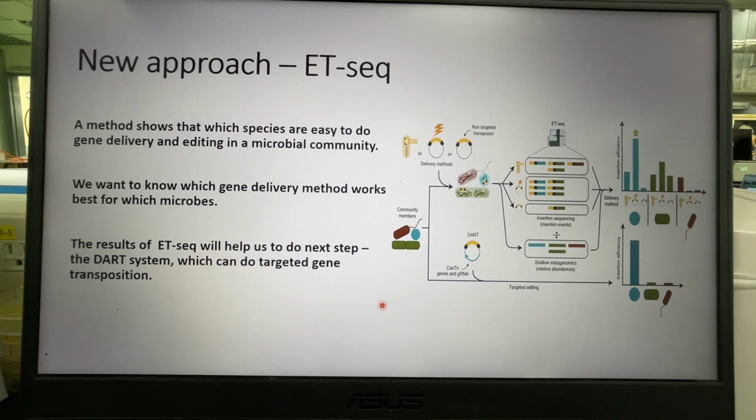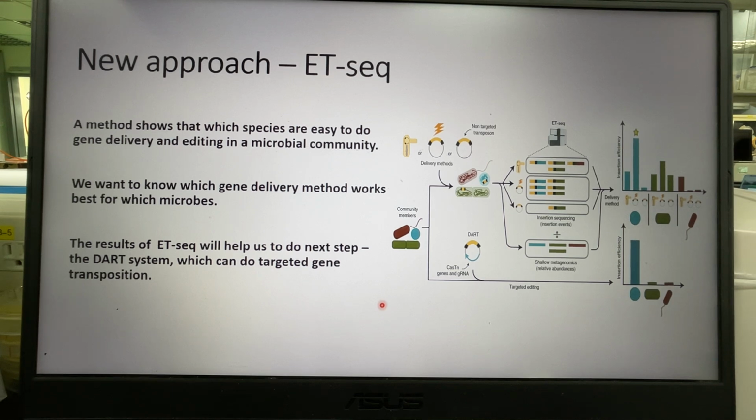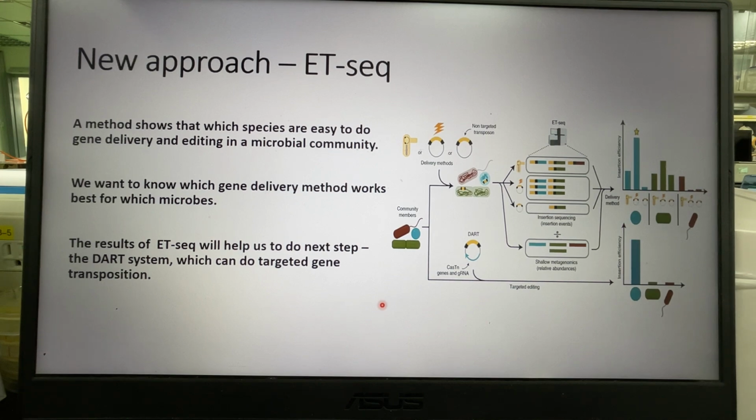And so they have a new approach to do it. The first one is ET-seq, a method that shows which species are easy to do gene delivery and editing in a microbial community. We want to know which gene delivery method works best for which microbes. And the result of ET-seq will help us with the next step, the DART system, which can do targeted gene transposition.